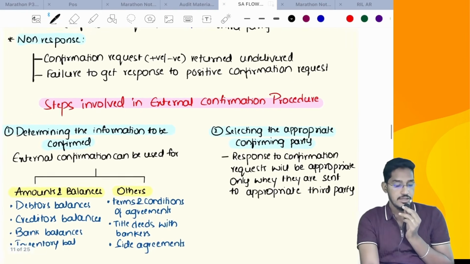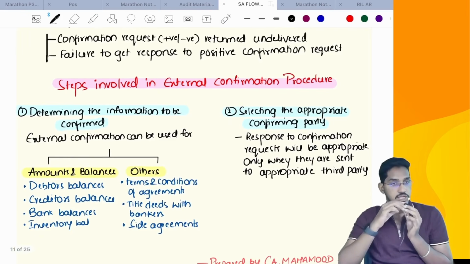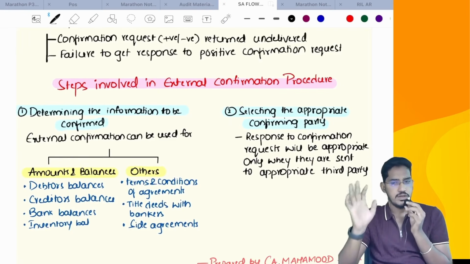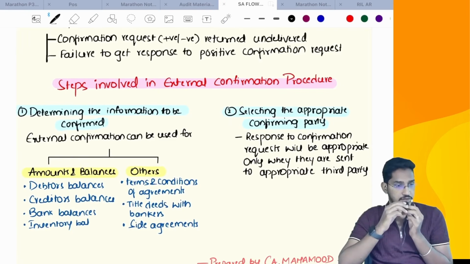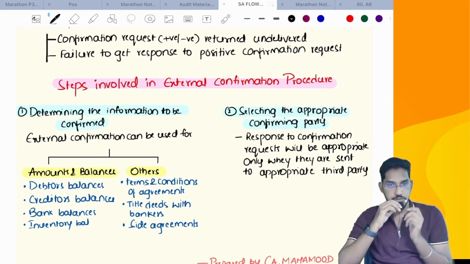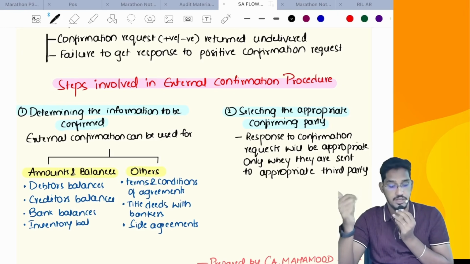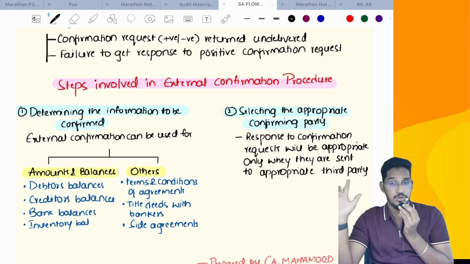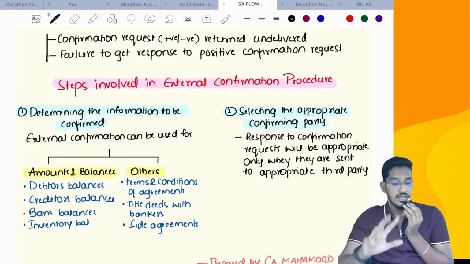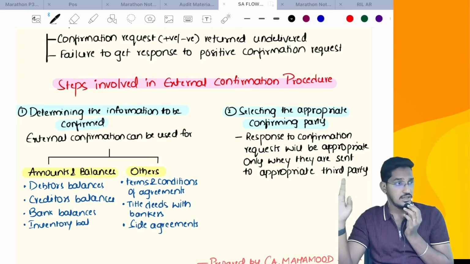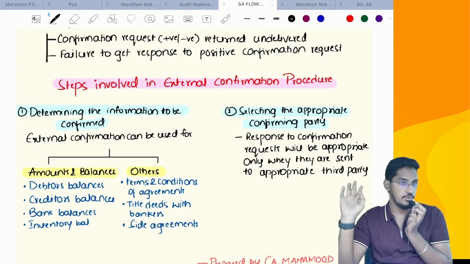Then now let us come to the various steps which are involved. If you want to get a proper response from the external confirmation, what are the steps you are required to follow? It involves four steps. Number one, you have to determine the information regarding which you want to send the confirmation request. Number two, you have to select the appropriate confirming party. Number three, you have to design the confirmation request. Number four, you have to send it and do the follow-up also.